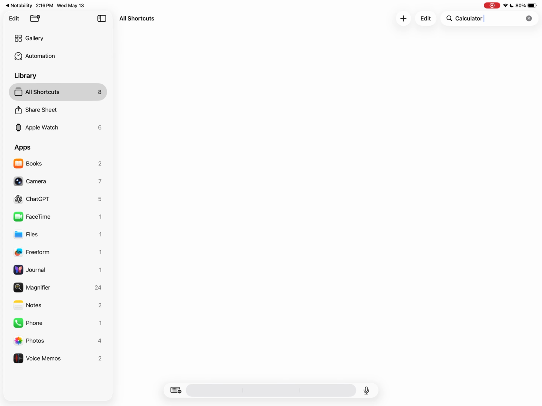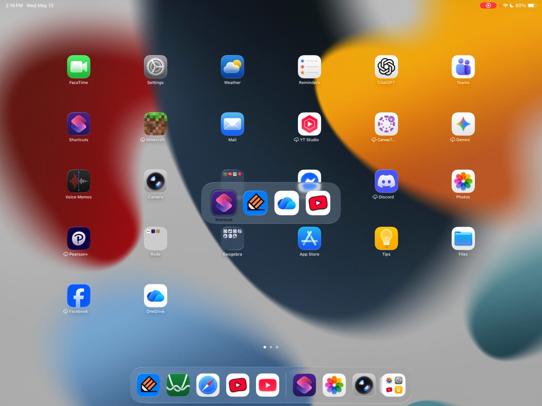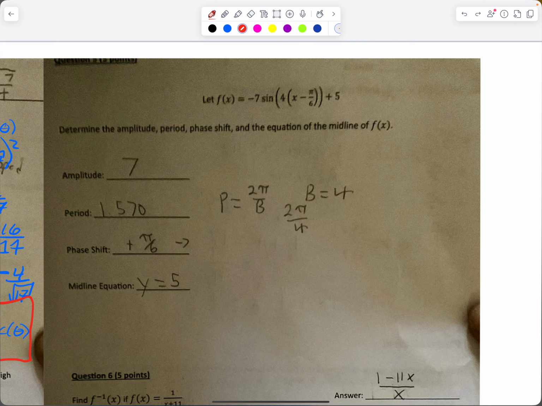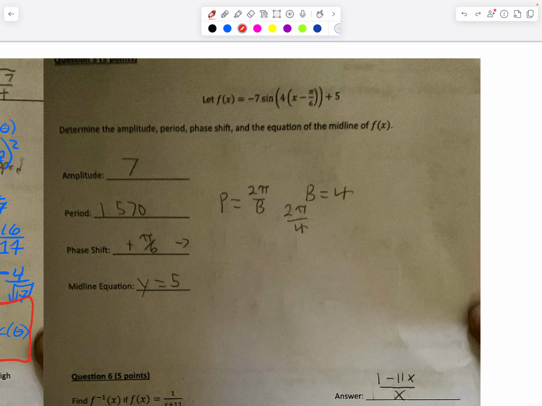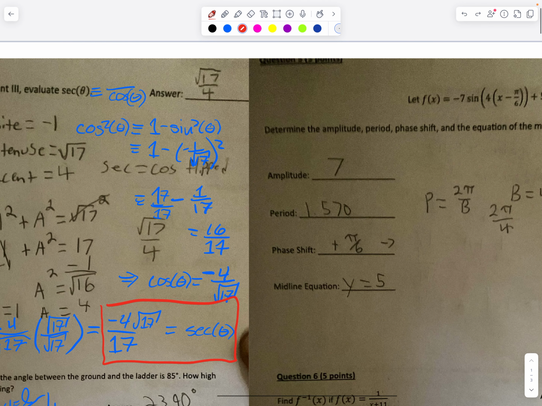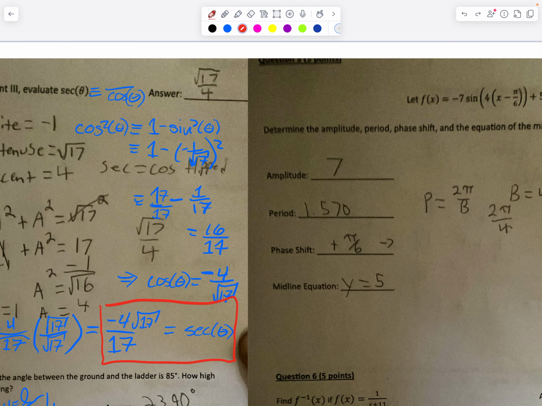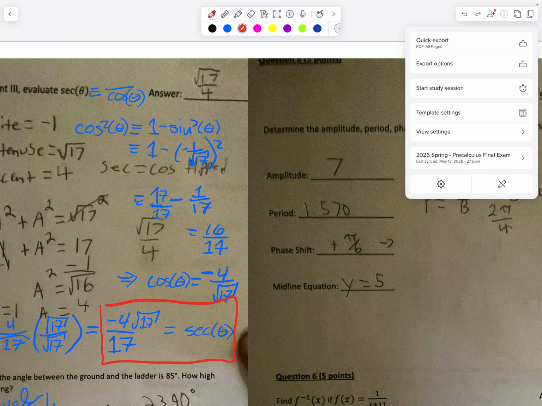Calculator. Oh, well, I guess I'm in the wrong spot. Uh-oh. There has to be a way to do a calculator. Ooh, I bet this thing does it. How do I do a calculator in Notability?